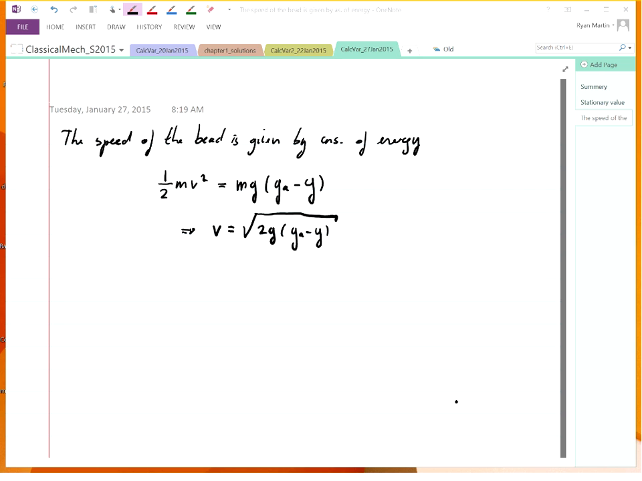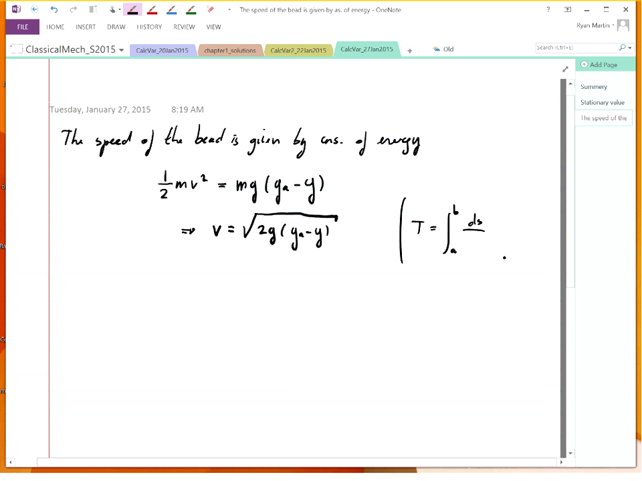We're almost there. Okay, so remember the integral that we need is t equals the integral from A to B of ds over v. So we've expressed v in terms of x and y, in this case only y, so we need to change the ds. So for ds, we can use a trick. You'll agree that ds is the square root of dx squared plus dy squared.